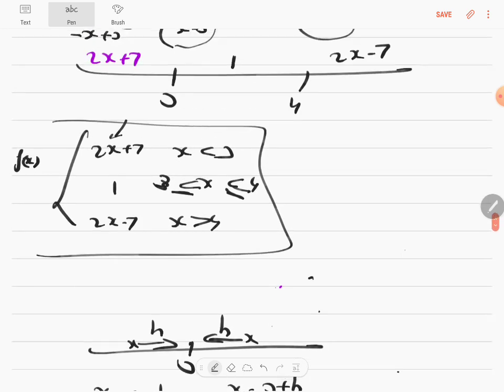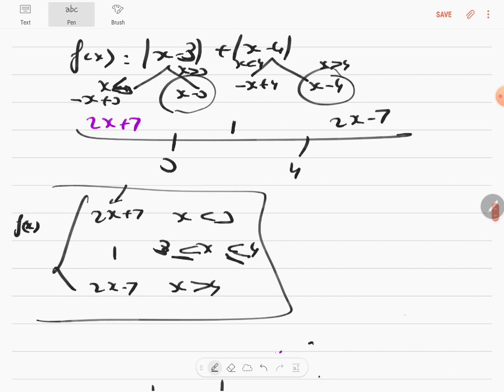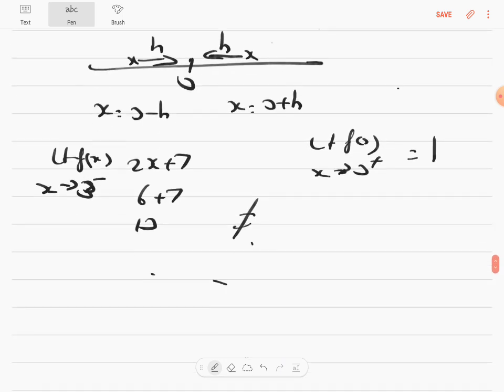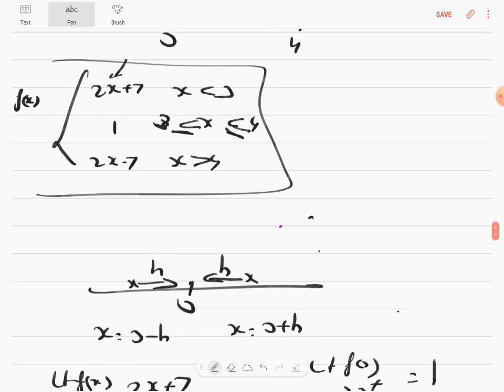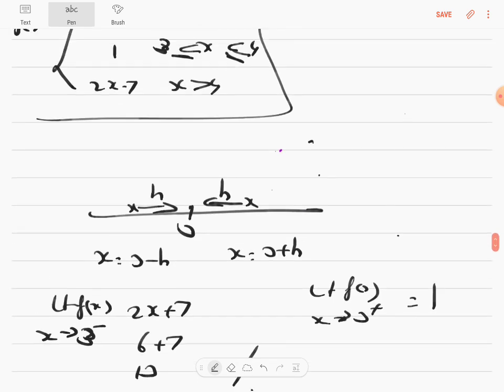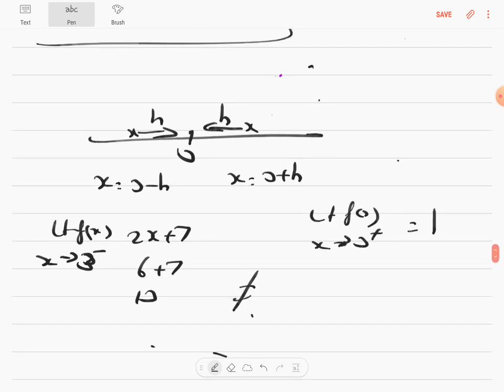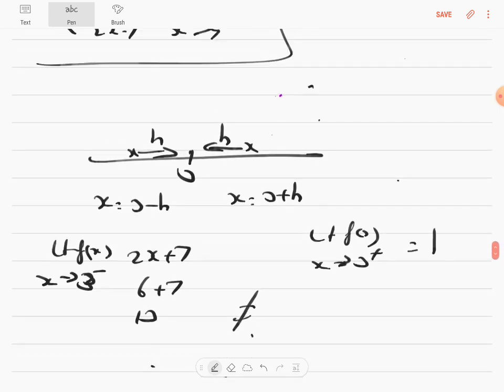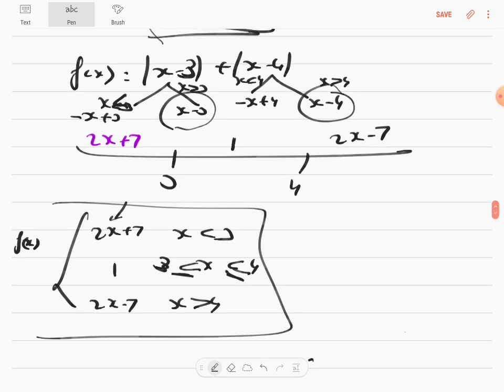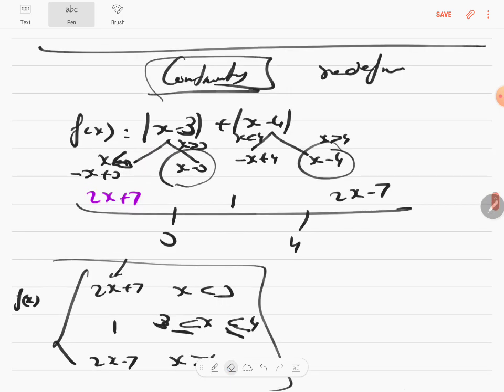How is it? You know that a mod function has to be a continuous function. Why is it not coming correctly for me? If you check from 3 from the left and 3 from the right, from the left it's 2x plus 7. From the right the answer is just 1. And when I substitute x is equal to 3, I'm getting 13 and it's not equal. So I'm not getting it to be even continuous, which is not the right thing. So what is the mistake? Let's see from the beginning.